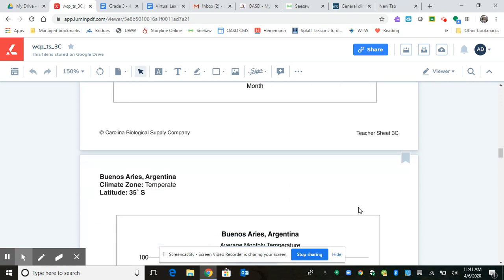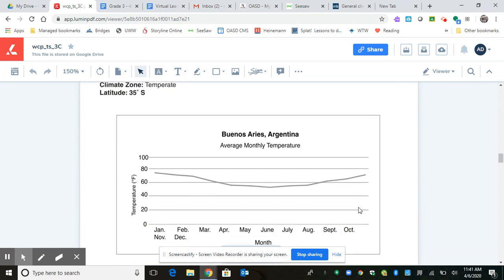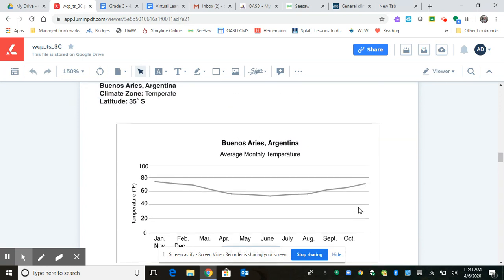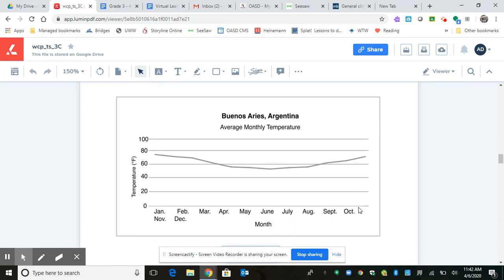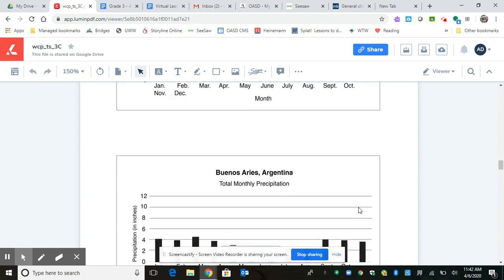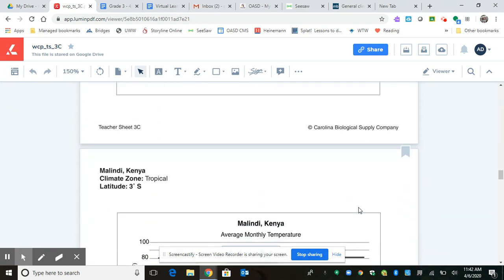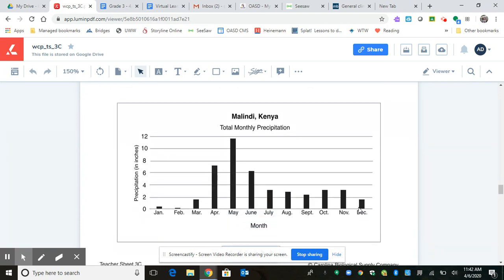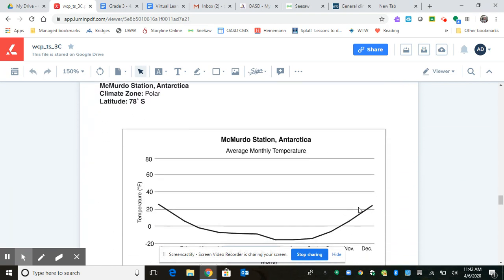All right, well, third graders, I'm going to have you on your Seesaw look at some of these graphs from different places. There might be a place in Argentina that's temperate, and your job is to look at the different graphs, the average monthly temperature and total monthly precipitation. Ooh, here's another tropical one in Kenya. And I want you to tell me some of the things that you see.